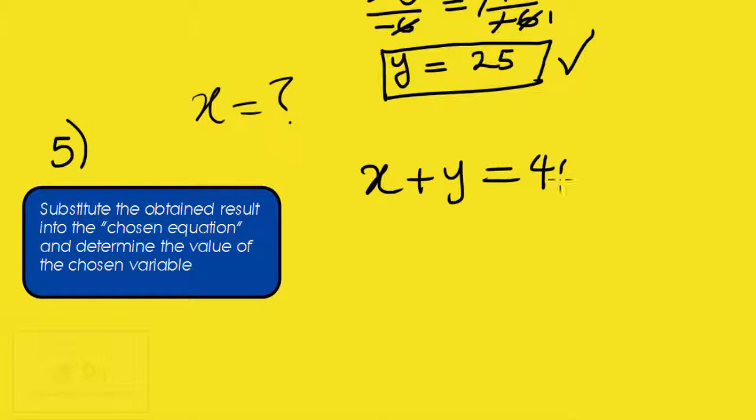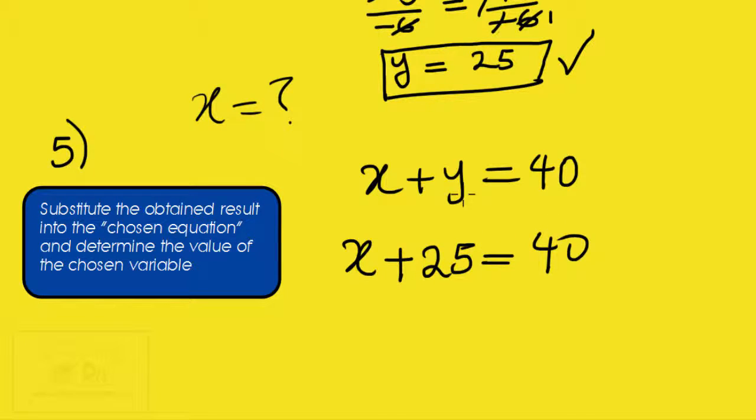So again, we are substituting, and this is the method of substitution. We're substituting y equals 25 into this equation. We're replacing y with 25. Anywhere we see y, we put 25. So y has been replaced with 25. And now we need to determine what x is. We need to solve this equation. We just need to make x the subject of the formula. This can be achieved by just subtracting 25 from both sides.